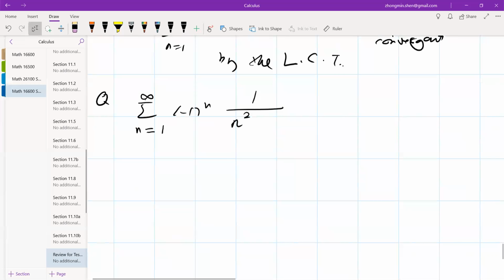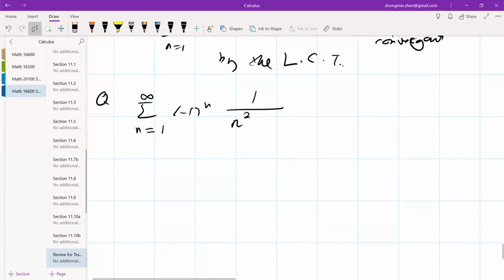Now you cannot use the ratio test. You cannot use the root test. Why? Because the limit is going to be 1, which is inconclusive. You can use an alternating series test. That's obvious, but I'm trying to use a different test.